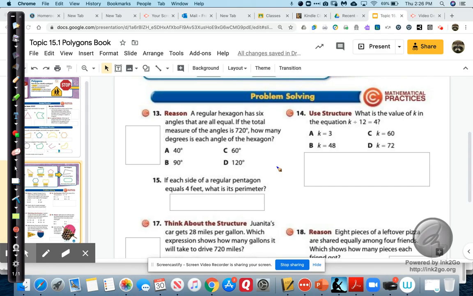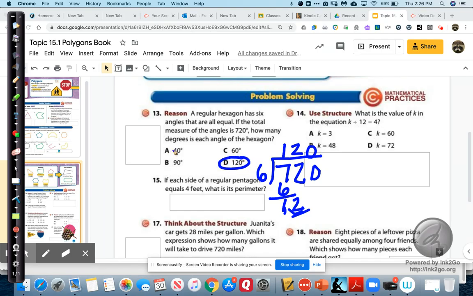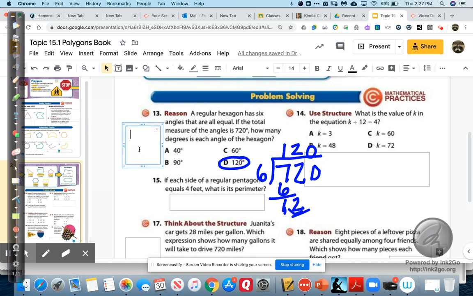I'm going to get my pen out here. So I've got 720 divided by 6. 6 can go into 7 one time. 6 goes into 12 two times. And into 0, and that would be 12. And then again, we have a 0 there. So each angle would measure 120 degrees, and now I'm going to go back and put my select tool so I can type into the box, and my answer there would be 120.